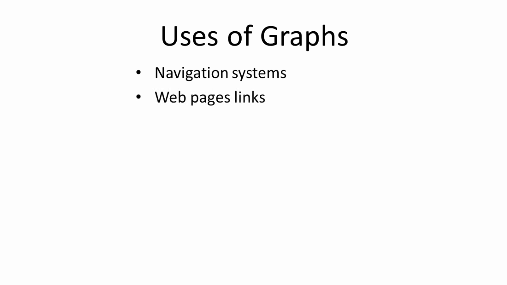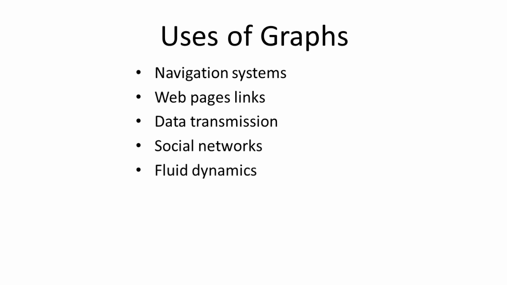A search engine might model the links between web pages on the internet using a graph. The routing of data packets during transmission on a computer network can be represented by a graph. The connections between people and groups in social networks. The speed and pressure of liquids flowing inside pipes. Finding the quickest time to complete a project that includes several interdependent steps, for example, in the field of construction.